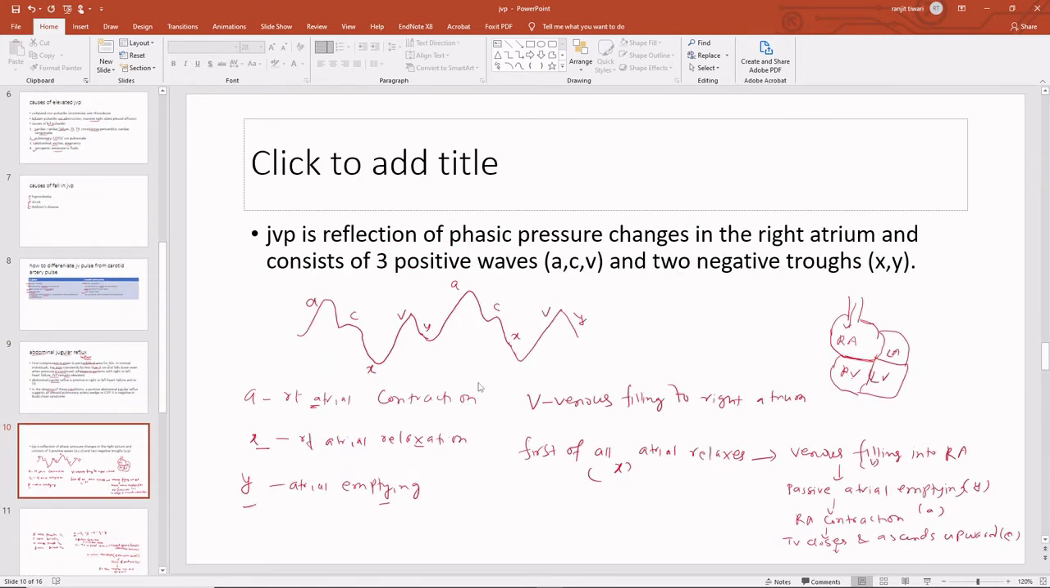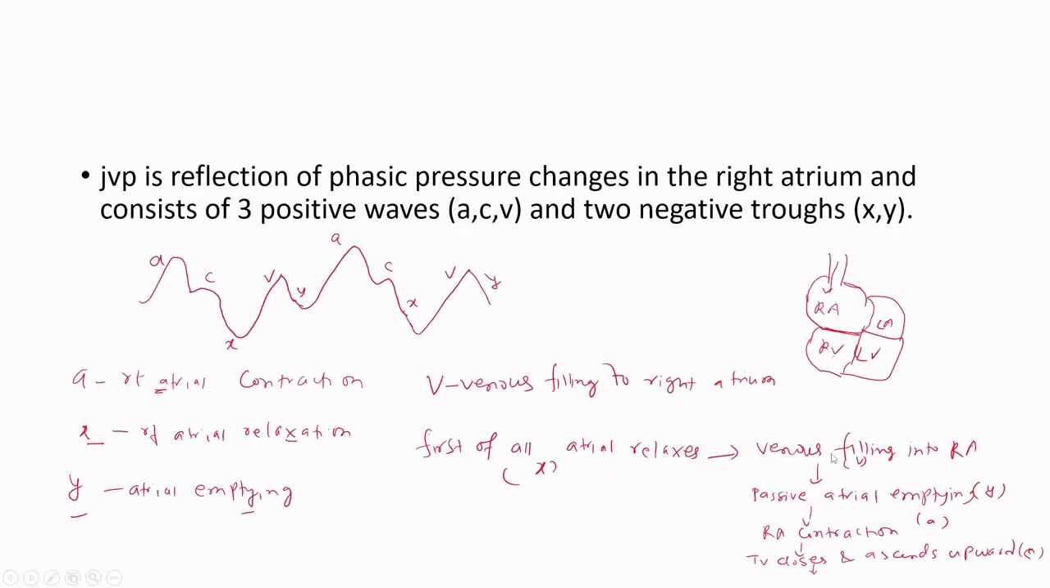Now we are going to discuss JVP waveforms. JVP is a reflection of phasic pressure change in the right atrium, and this consists of waves: A wave, C wave, X descent, V wave. Three positive waves: A wave, C wave, and V wave. These are positive waves, and the X and Y are negative drops. Okay, so what does A represent?